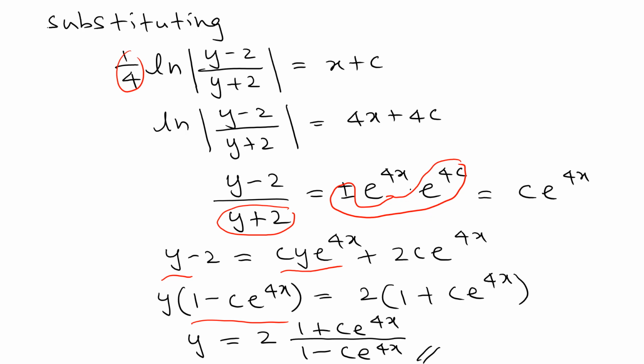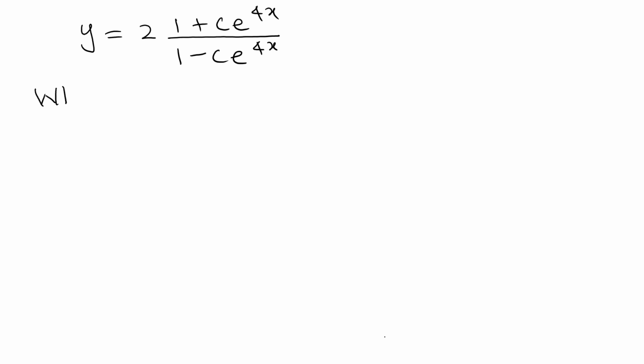Now let's consider a few cases. So you can see when c equals 0, if you just plug in c equals 0, you can see that you get y equal 2. And that is one of the solutions we talked about at the beginning, the y equal 2 solution. So that means the y equal 2 solution is already here. So you get that for c equals 0.